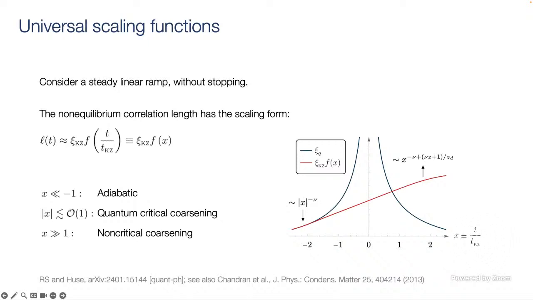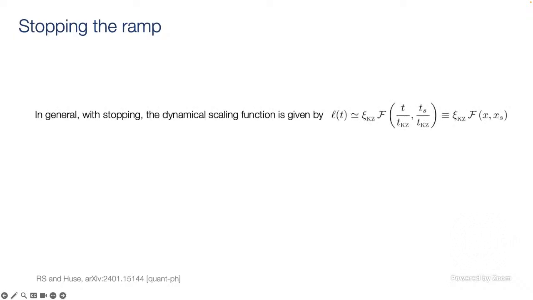We showed how you can piece together the function from different regimes. The one thing I just want to quickly mention, without getting into any of the details, is what happens when you stop the ramp. And this is a very practical question because in real life, you're never going to have an infinite ramp going forever. And as I showed previously, you really need to stop the ramp in order to have access to some physics like the classical critical coarsening.